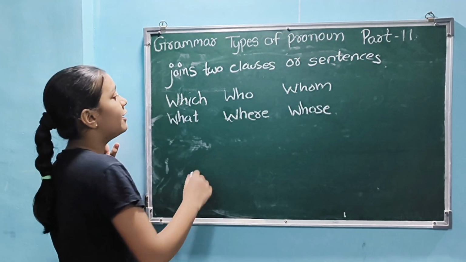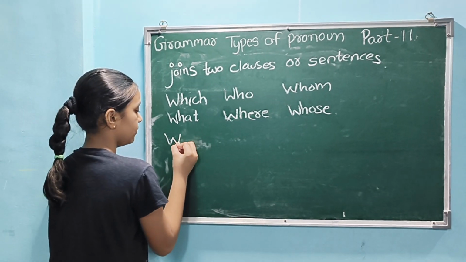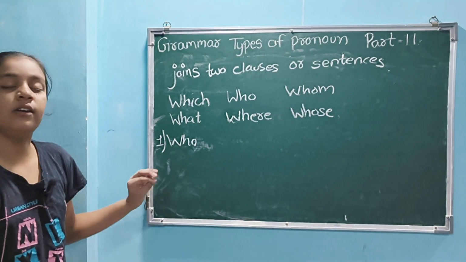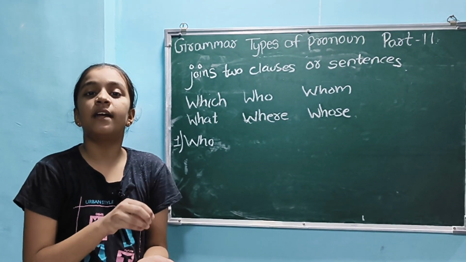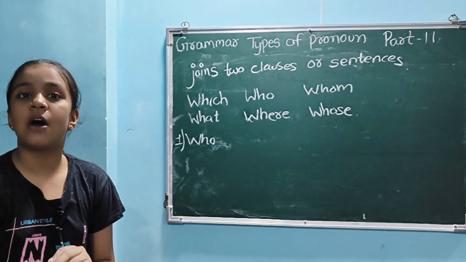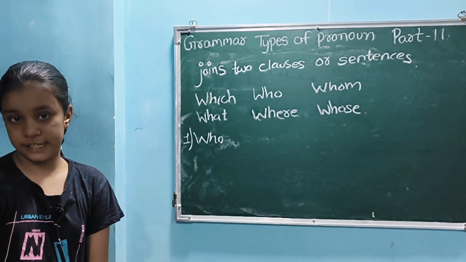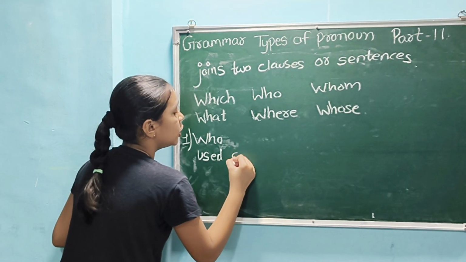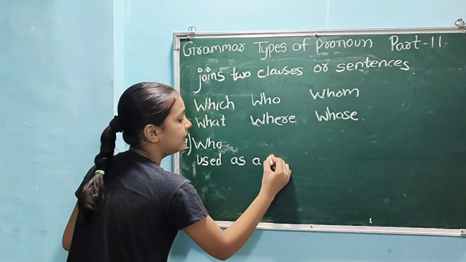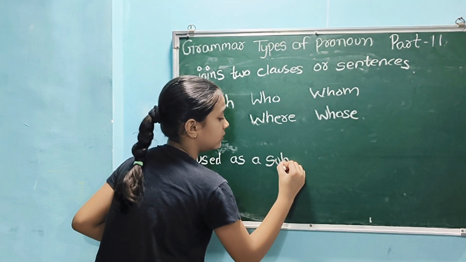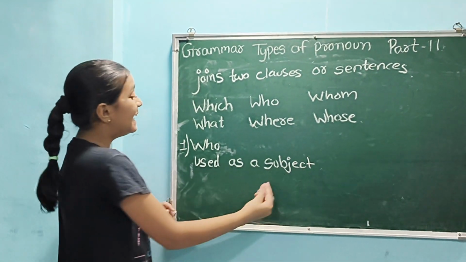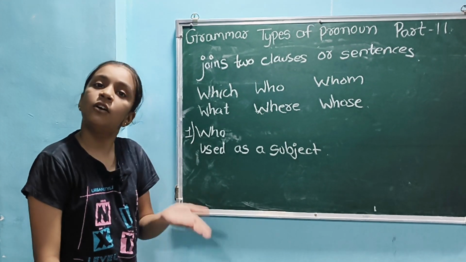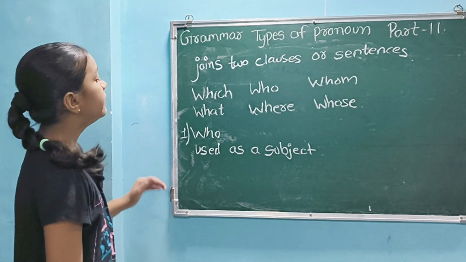Okay. So first of all, I will explain you who. When we use who, when the relative pronoun is used as a subject. Okay, used as a subject. Whenever the relative pronoun is used as a subject, we use who. Understood, everyone? So this was who.